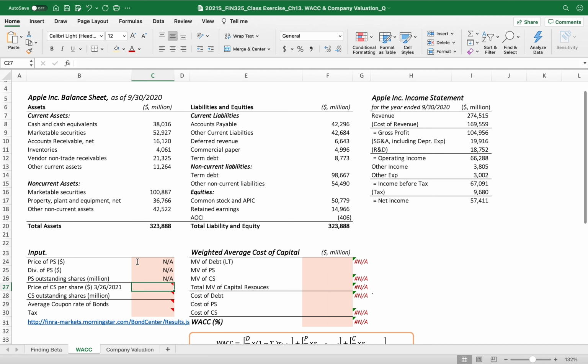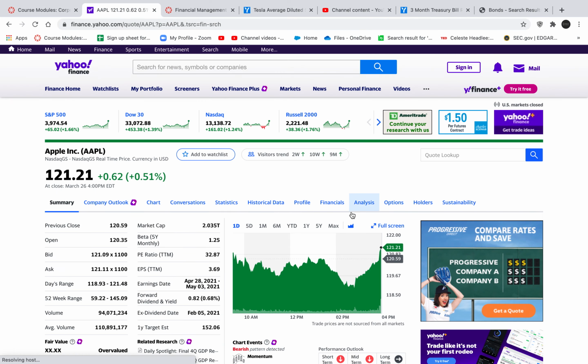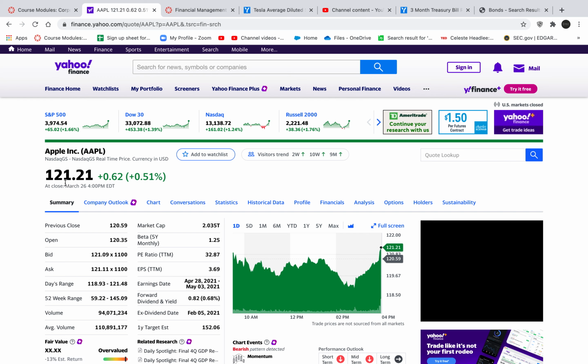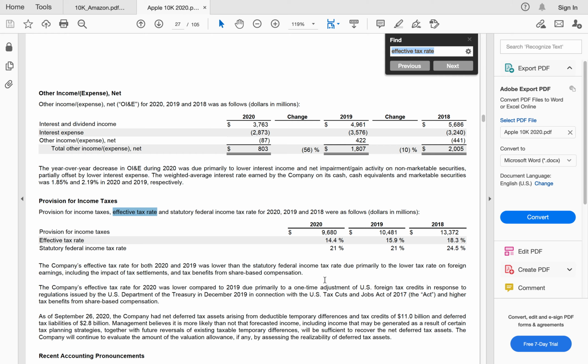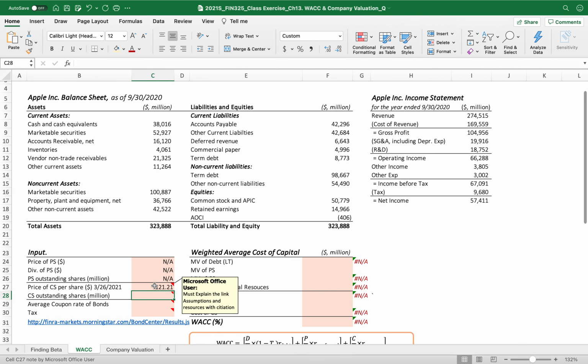The price of the common stock per share as of March 26th is 121.21. I found it from Yahoo Finance. That is the March 26th closing price. So I put $121 here. Again, if you type any kind of hard number on the input section or output, you need to explain where and how you got it.